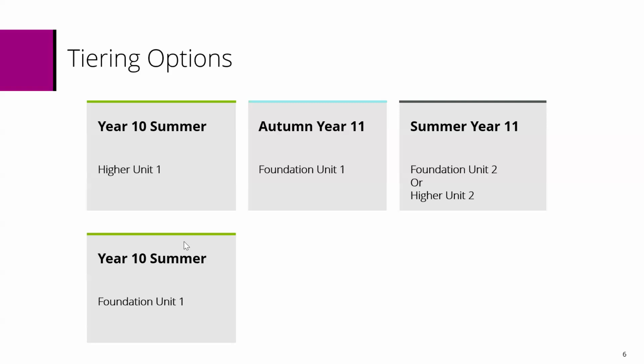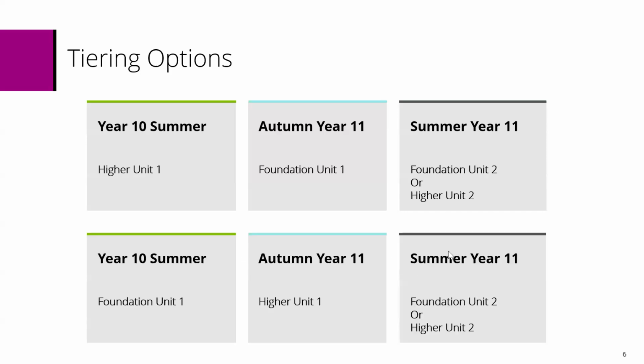The alternative is if you actually have dedicated foundation tier classes. So if you, at the end of year 10, have some foundation students who've done really, really well on that unit 1, you could boost them up with the extra material and try them on higher unit 1 in the autumn term, and then decide whether to finish off the foundation tier or the higher tier in the summer, whichever's best for them.